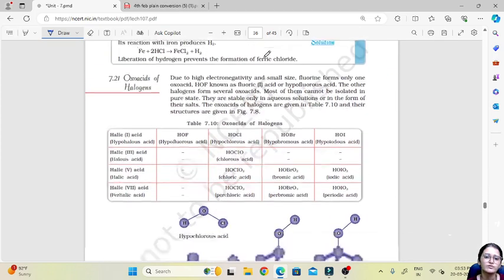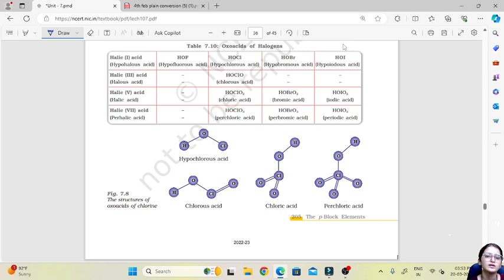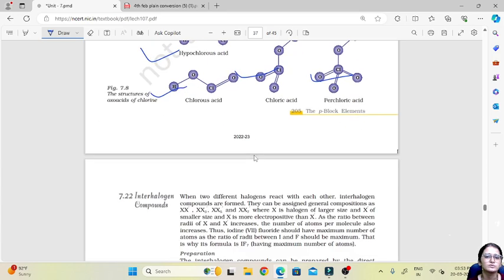Then oxoacids of halogen. These structures are equally important like the previous structures: hypofluorous, hypochlorous, hypobromous, and hypoiodous acid. Then the halic acids are given.